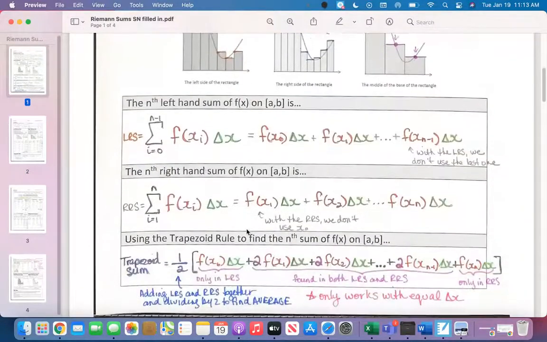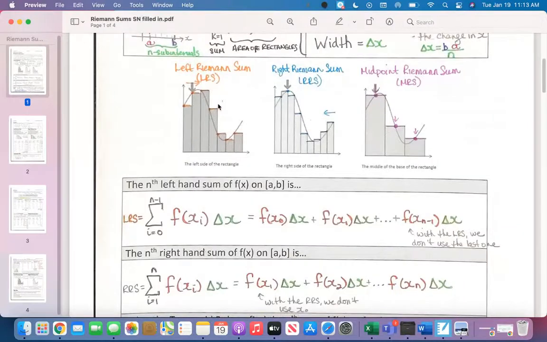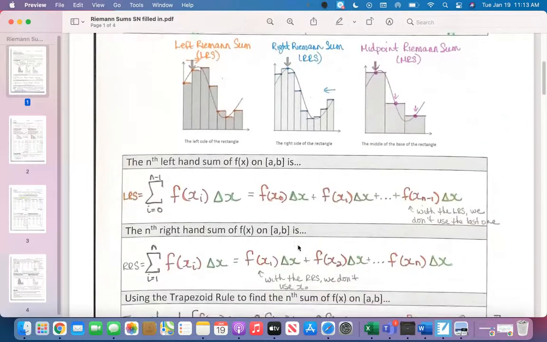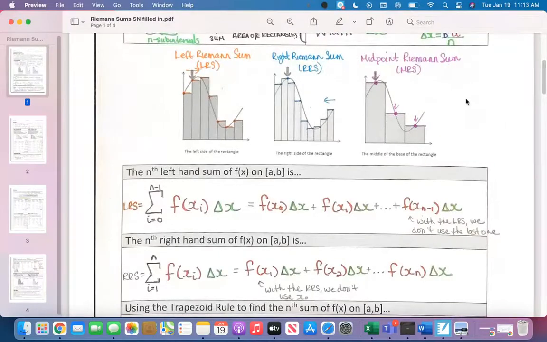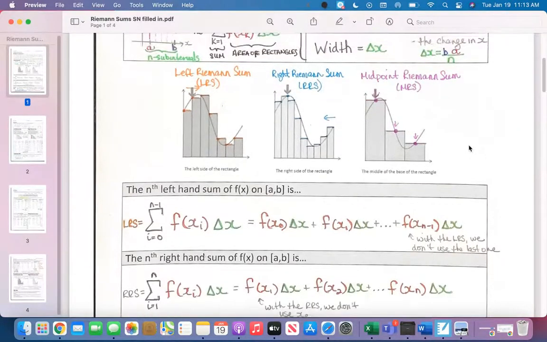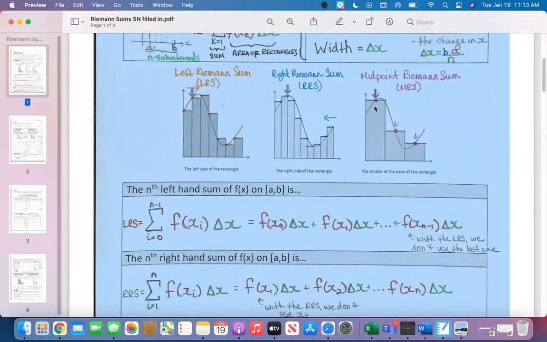And again, here you can just visualize the left Riemann sum and the right Riemann sum. And then there's another Riemann sum that we can talk about called the midpoint Riemann sum. And we calculate it the same way, except instead of using a left endpoint or a right endpoint, we find the middle of the interval, called the midpoint, and we use that number to substitute into our function.